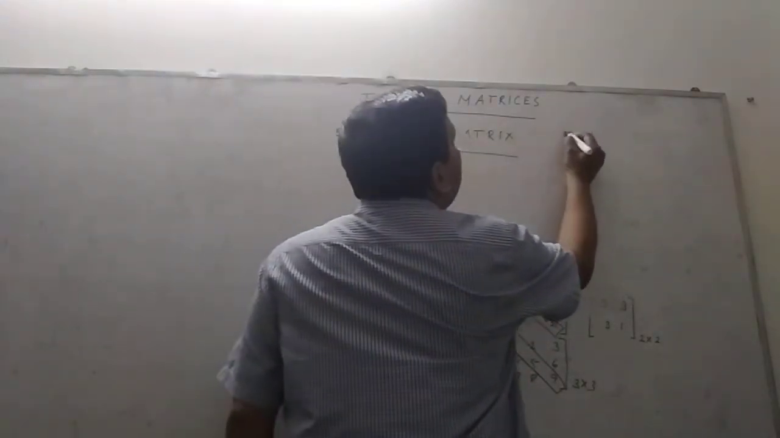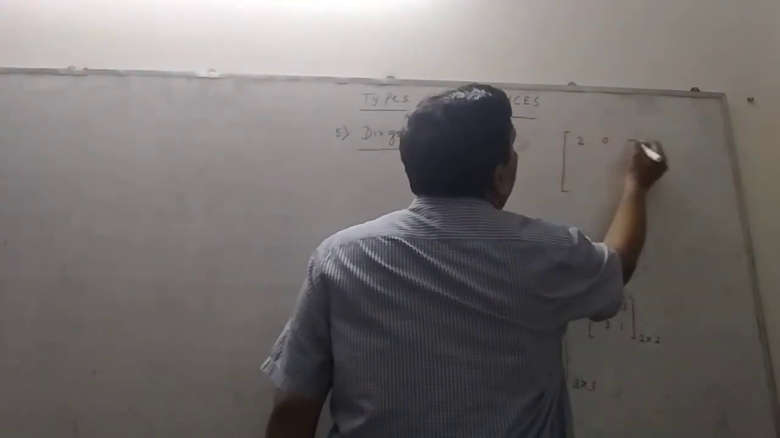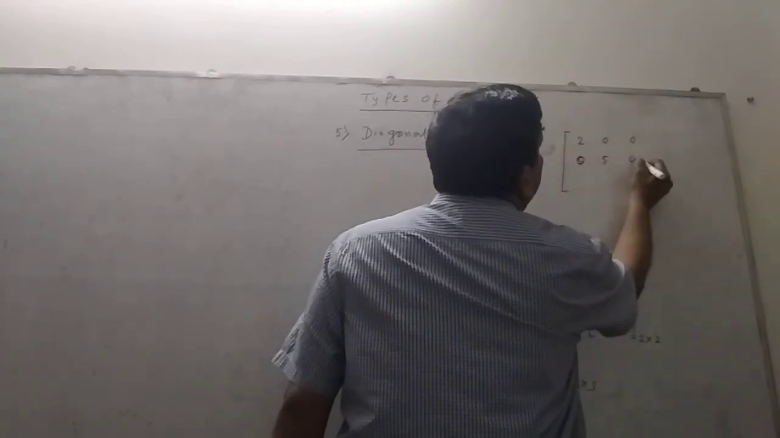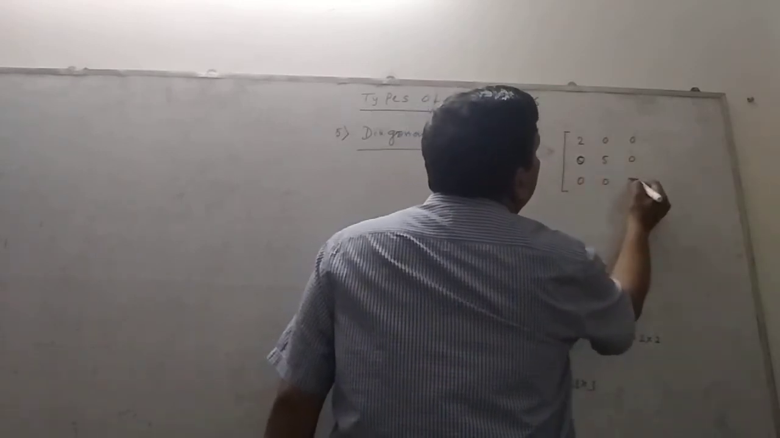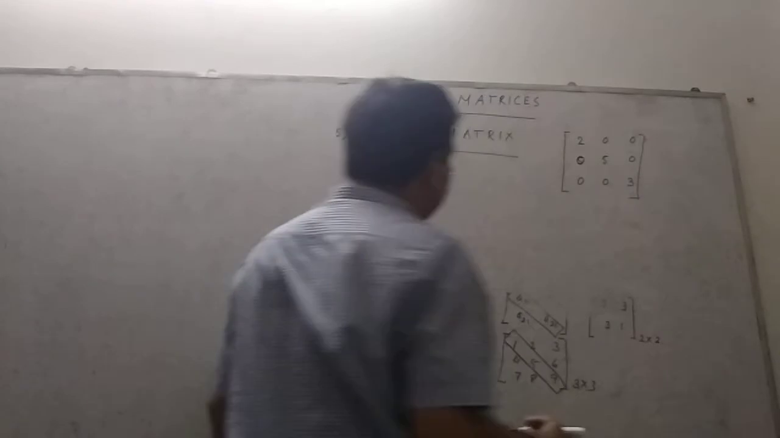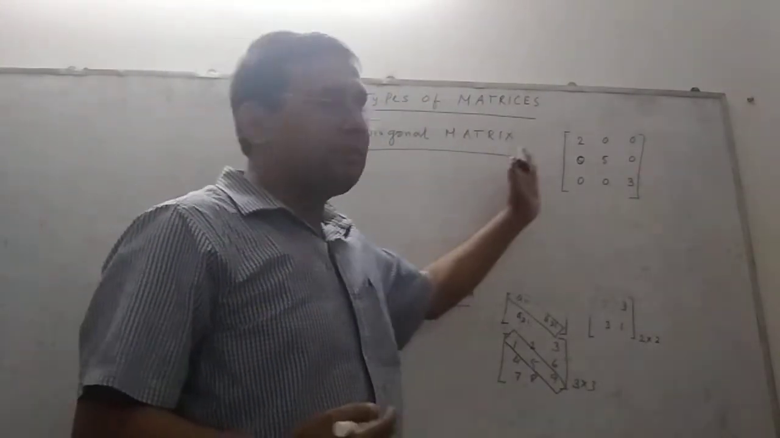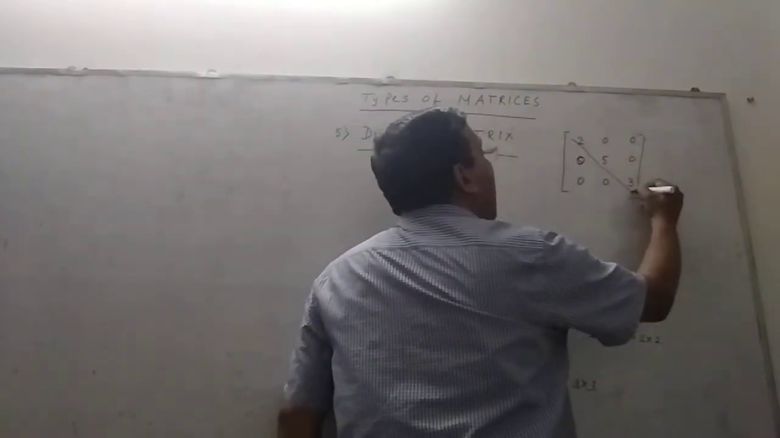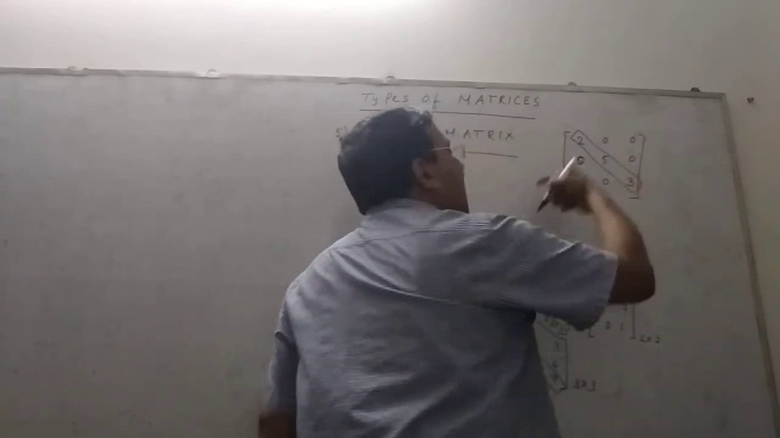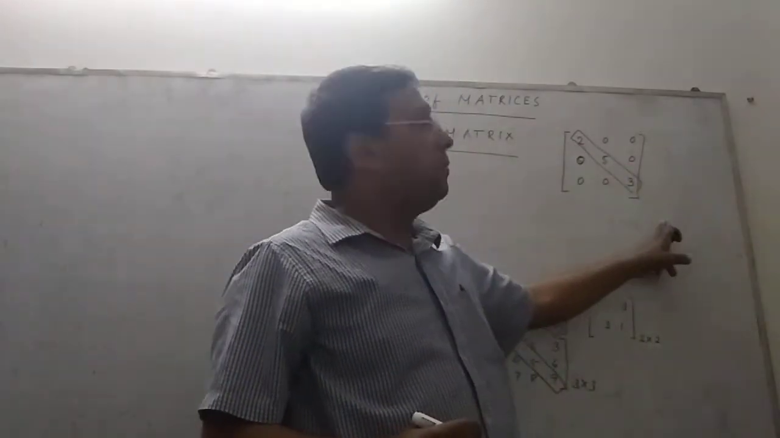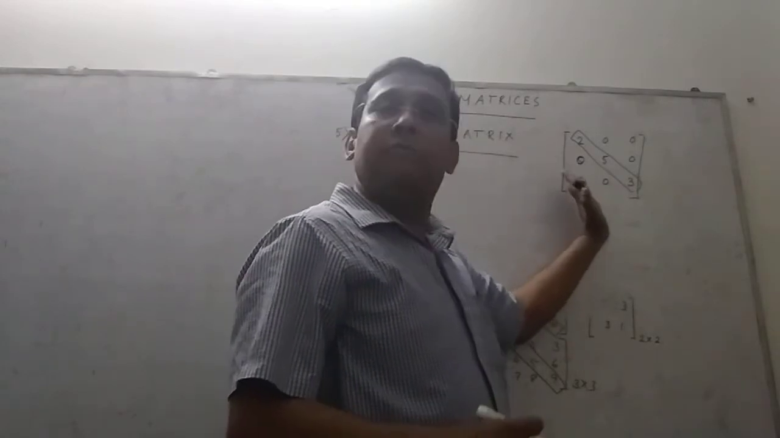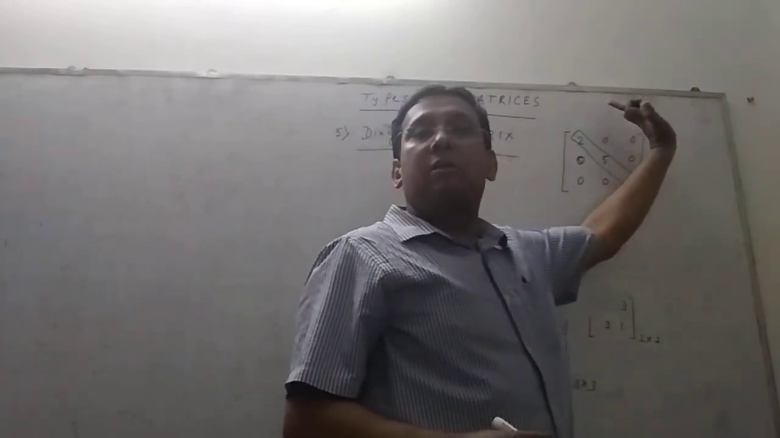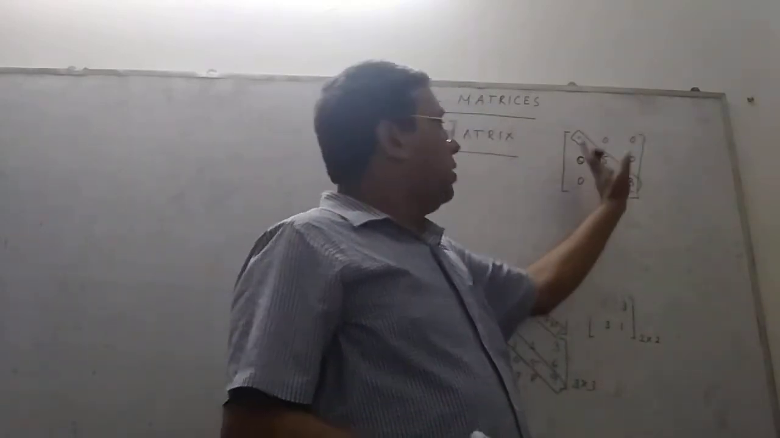That is, if I write this 2, 0, 0, 0, 5, 0, 0, 0, 3, it is a square matrix. Definitely, a diagonal matrix has to be a square matrix, and these elements along the principal diagonal are non-zero, and the other elements mean what? Other elements mean zero, that is, above the primary diagonal or below the diagonal, all the elements should be zero.